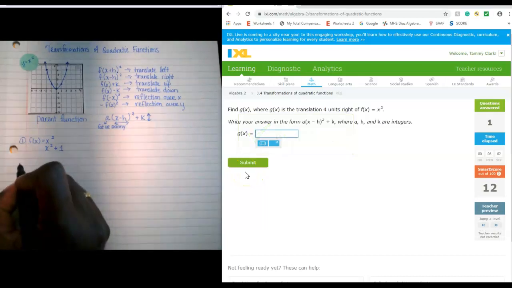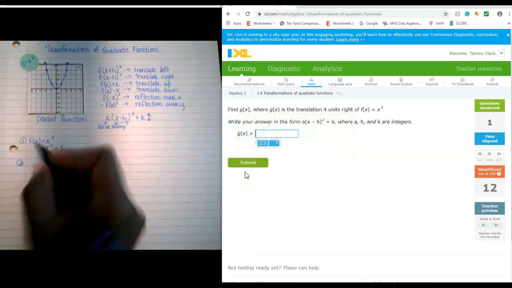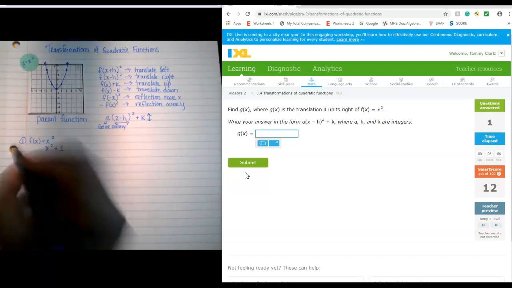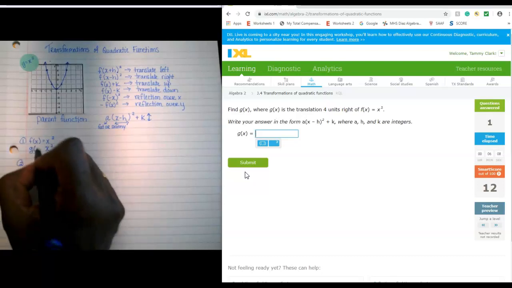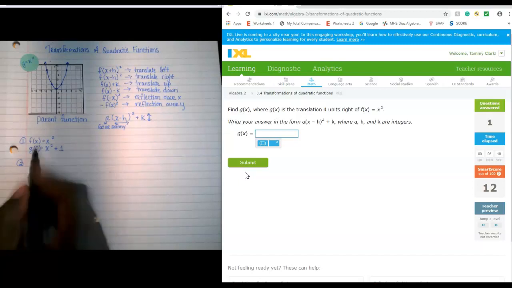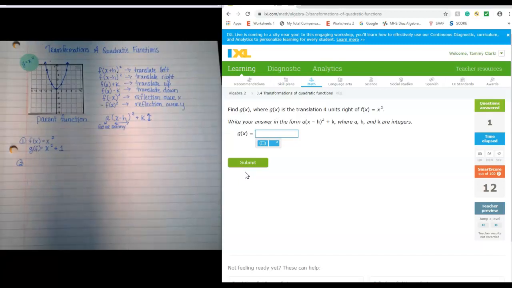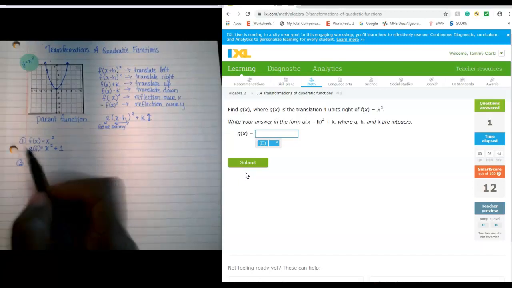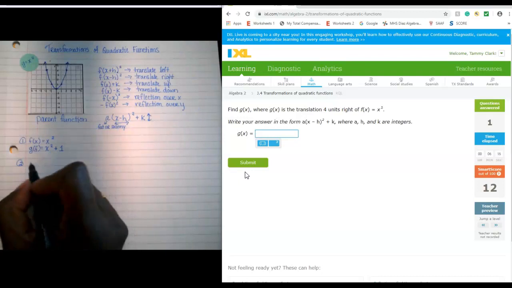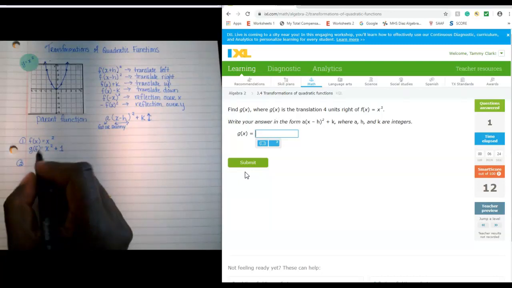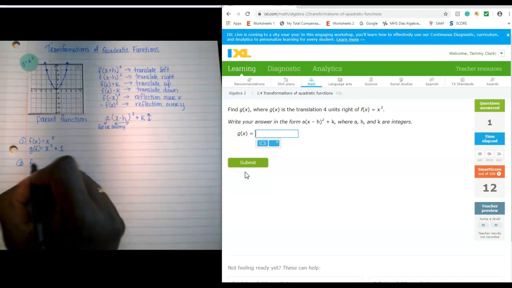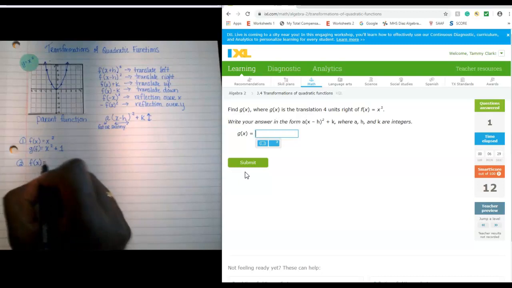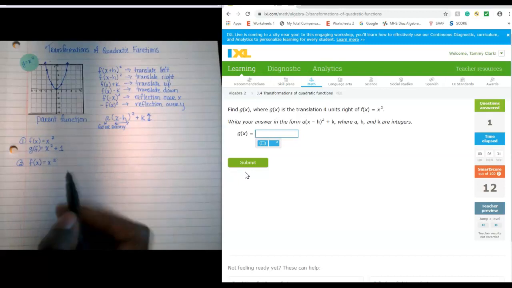All right, let's look at 2. Actually, let me go back to number 1. This ended up being g of x. It's the name of the new function. Now, going back to number 2, we said find g of x, where g of x is a translation 4 units right of f of x equals x squared. So our original function is f of x equals x squared.